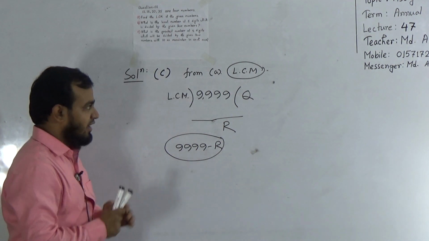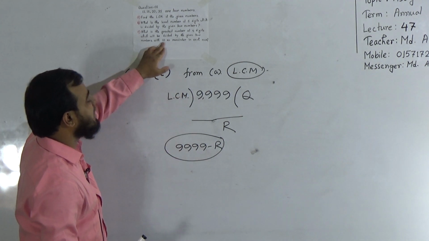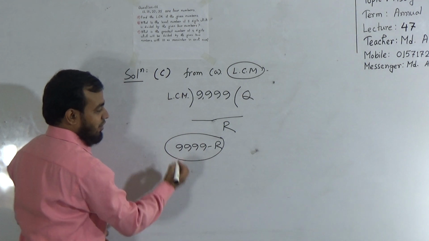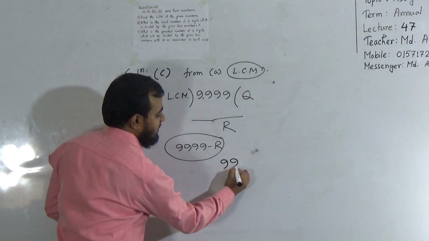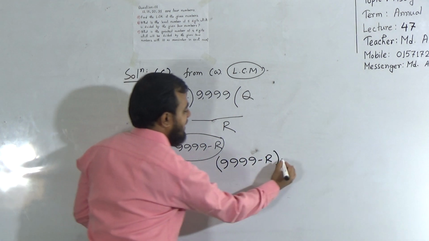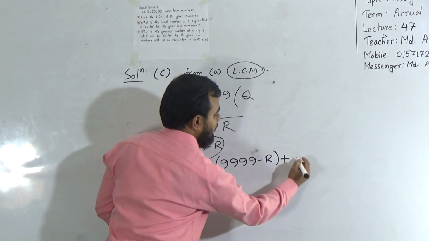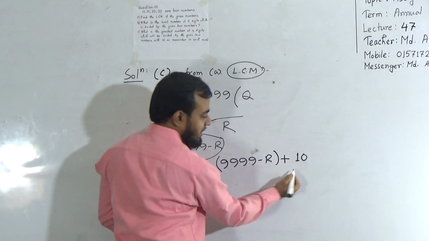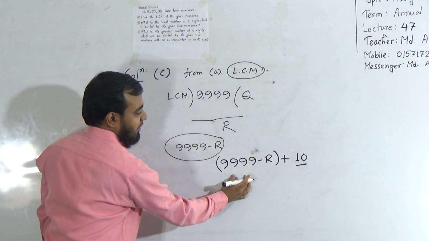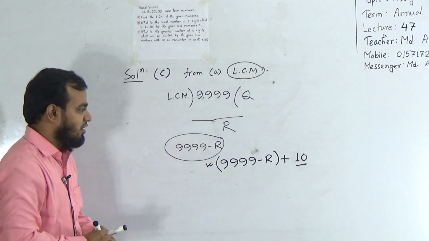But we need a number which, when we divide it, gives 10 as remainder. But this number is divisible. That is why our required number will be 9,999 minus R, added with 10. Because we need 10 as remainder, that is why we add 10 to this number. It will be our required number. I think you have understood.